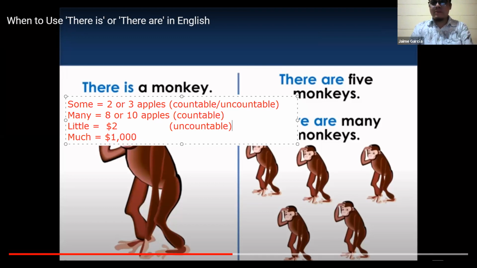In this case, we're talking about money. Remember that I said before that the word money is not countable. If you specify the dollars, the bills, then in that case they're countable. Okay. So much for uncountable as well.